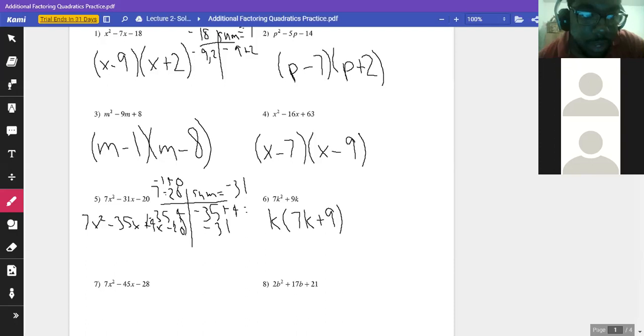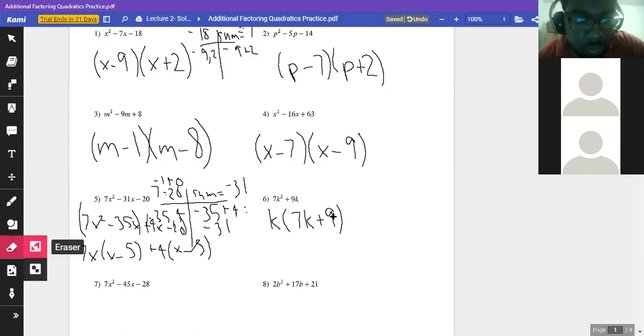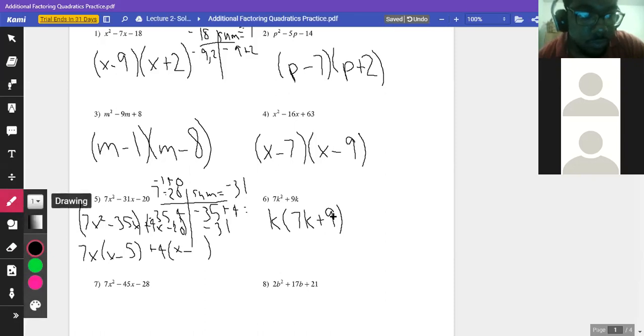Then I'm going to group my first two and last two terms together. Out of the first two terms, I can take out a 7x, which leaves me with x minus 5. And out of the last two terms, I can pull out a 4, which leaves me again with x minus 5. So then my final answer would be 7x plus 4 times x minus 5.